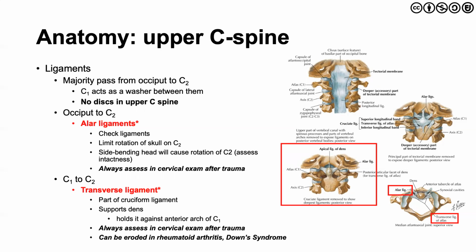The transverse ligament serves to provide a check and provide support for the dens from C1 to C2. And it's again part of the cruciform ligament, and it helps to hold the dens against the anterior arch of C1. This ligament is typically assessed with a test known as the Sharp-Purser. And again, this is always assessed in the cervical exam following trauma. However, two additional pathologies or conditions we want to be aware of would be rheumatoid arthritis and Down syndrome, where we see either erosion of ligaments or laxity, hypermobility of ligaments.